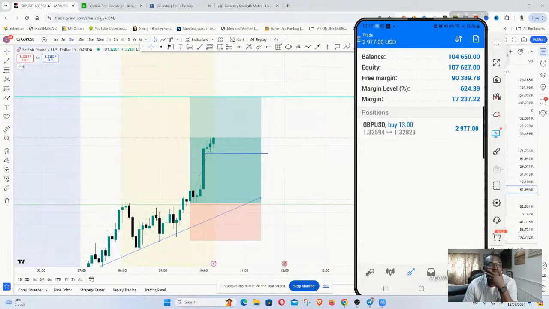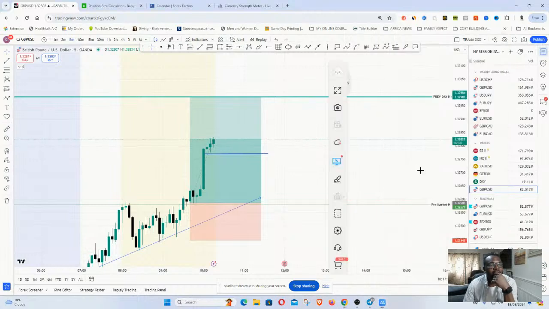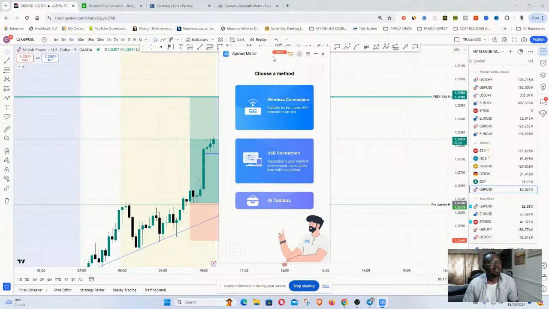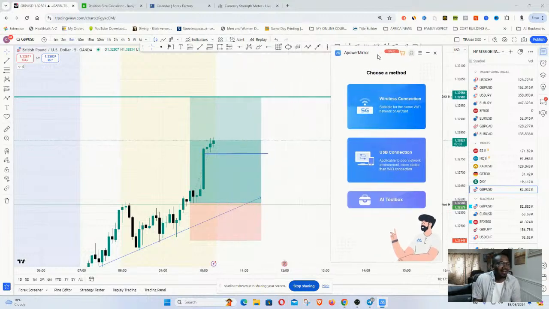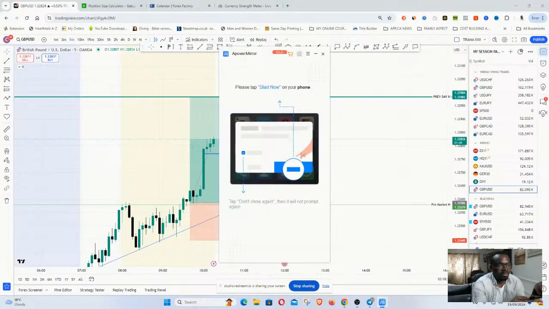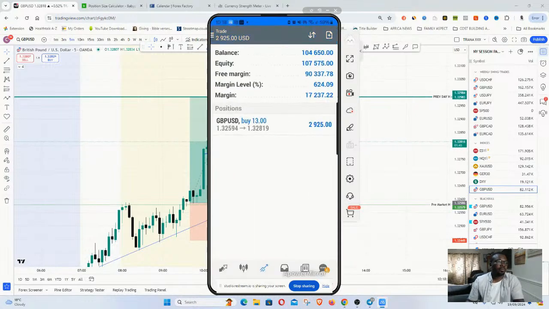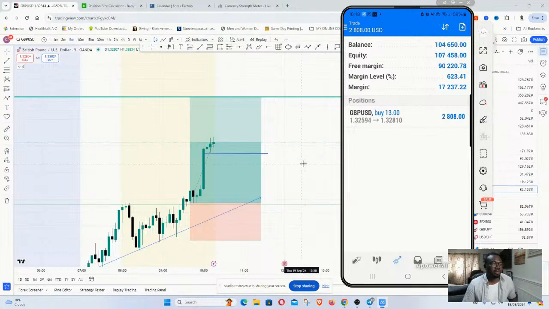Price is moving. Ooh, come on, reconnect. Why is this stuff doing this? I will subscribe to you later, bro. I don't know why this stuff is doing that, but it just keeps doing it.